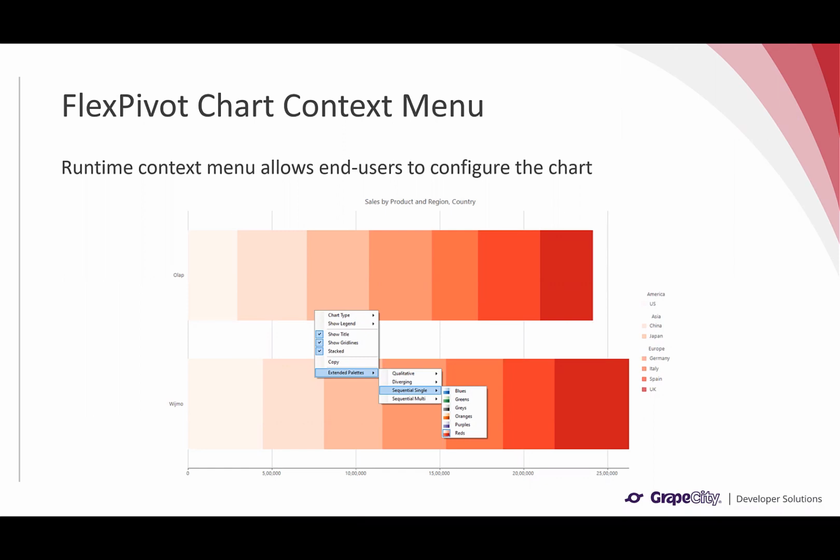The pivot chart also supports a context menu configuration for runtime. So similar to the toolbar in FlexChart, this context menu lets your users select different options like changing the chart type, apply stacking, copying, hiding the legends, titles, grid lines, etc. Plus, you can take advantage of the new diverging and sequential palettes. And of course, you can customize this context menu to add additional functionality, or you could disable some of the features.